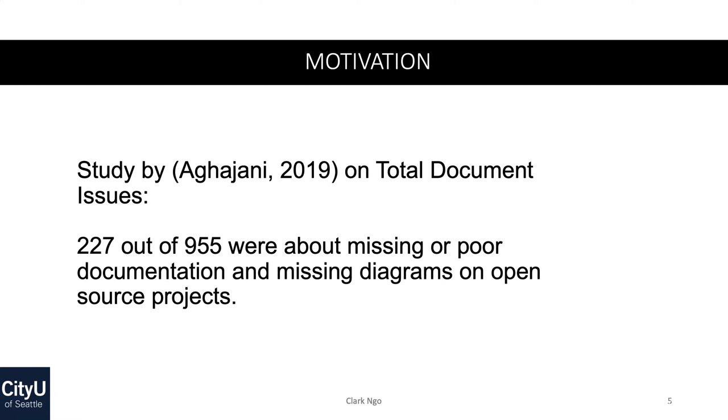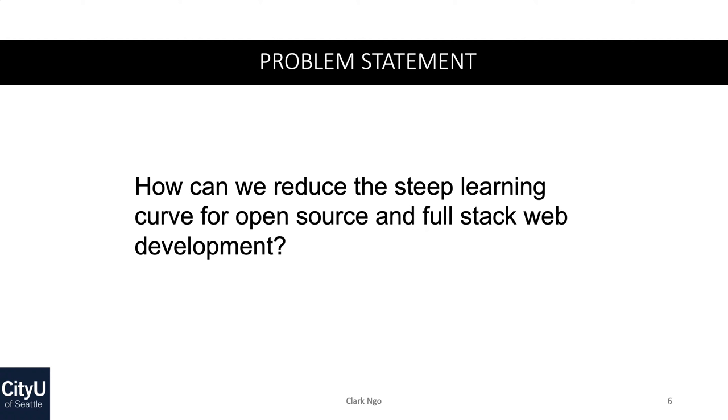Another motivation is from Aj Hajani 2019. He looked at 255 document issues, and out of the 255, 227 of them were about missing or poor documentation and missing diagrams on open source projects. So how can we reduce the steep learning curve for open source and full stack web development?